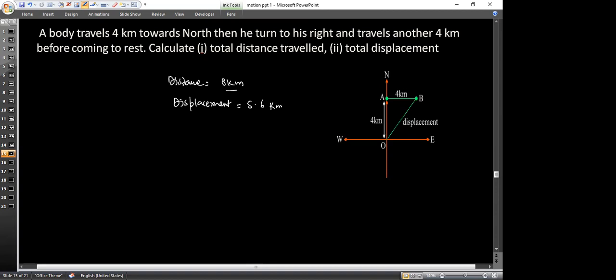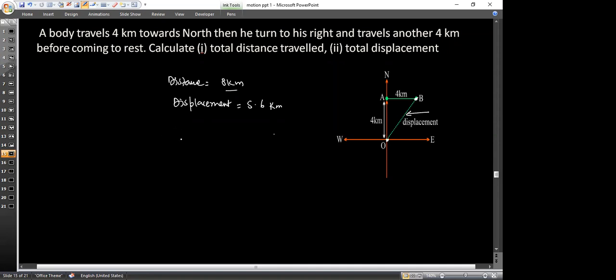Okay, let me solve this one for you. Tell me which method we will use to find this length. This is a distance, this is a displacement, between the initial and the final positions. Which method or which formula or which theorem will help us to find this distance? Does anyone know the answer? So Pythagorean theorem. Very good, Pythagorean theorem.